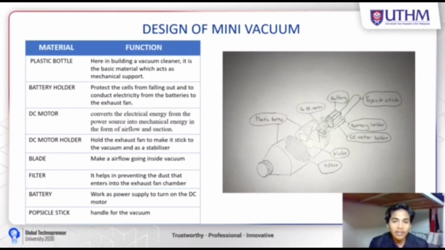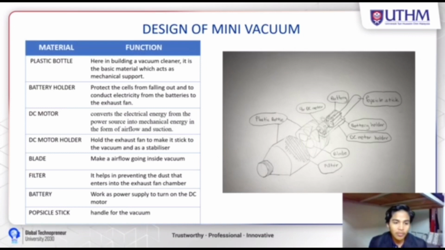Okay, this is the design of our mini vacuum. First, we are using a plastic bottle that acts as a mechanical support. Second is the battery holder. The function of the battery holder is to protect the cells from falling out and to conduct electricity from the batteries to the exhaust fan. Third is the DC motor. The DC motor is going to convert the electrical energy from the power source into mechanical energy, in order to form a flow and a suction.